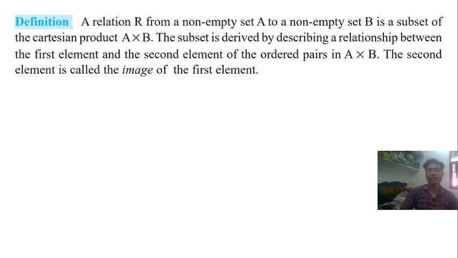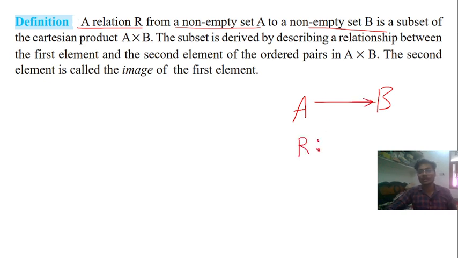Next, now we will define the relation. A relation R from a non-empty set A to a non-empty set B is a subset of the Cartesian product A cross B. The subset is derived from describing a relationship between the first element and the second element.